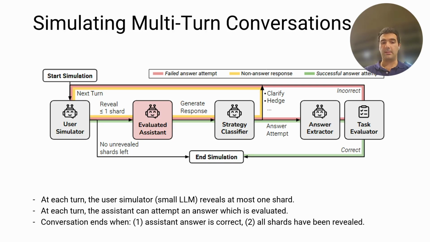At each turn, the assistant can then attempt an answer or not. If it attempts an answer, then it is evaluated, and if it's correct, the conversation ends and we give the reward to the assistant. Otherwise, if for instance it hedged, or it asked a clarification question, or it refused to perform the task because it's missing information, then we go to the next turn where the user simulator keeps going. The conversation ends either if the assistant has produced the correct answer, or if all the shards have been revealed and the assistant has still not solved the task.